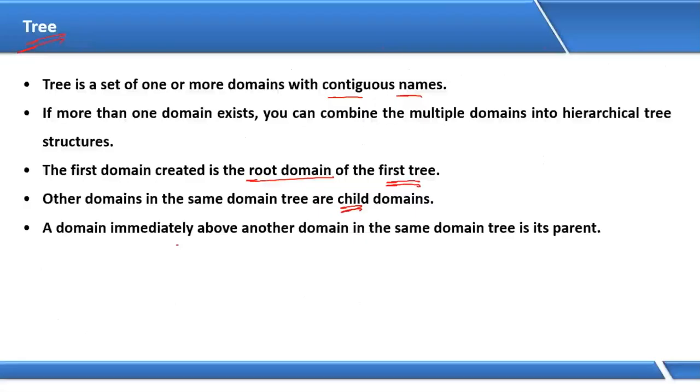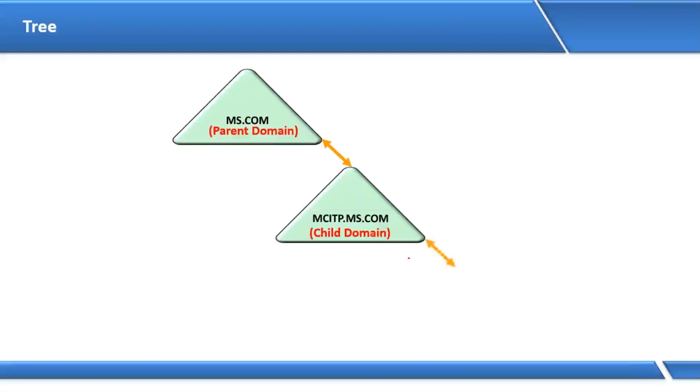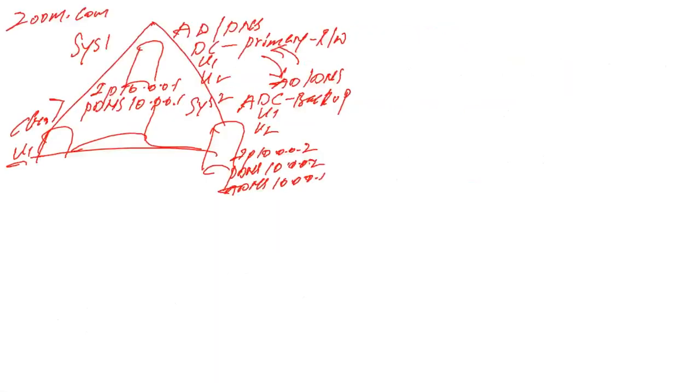Okay. So you can see in this diagram, I created one new domain, ms.com, which is a parent. Under that I created one child domain by the name of mcitp.ms.com. In that I created one more subdomain, mcts.mcitp.ms.com. So this complete structure is called what here? Tree structure. It's called a tree. In the tree we have a parent server and new domains are children, which follow the name of the parent.